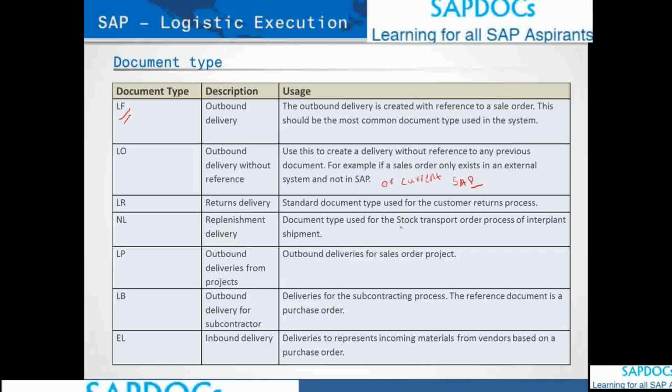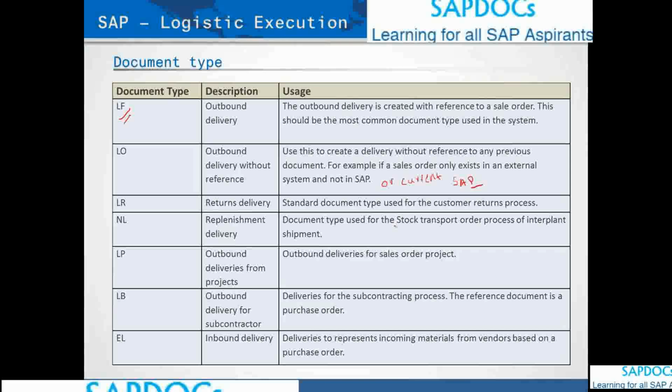Next you have the document type LR, which is used for returns. Now returns actually means that the stock increases, but from an SAP perspective, it's still an outbound delivery, and only the material movement type is causing the increase in stock. From a process point of view, it's still handled and managed as a type of outbound delivery.